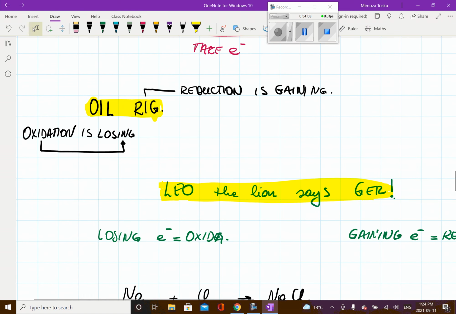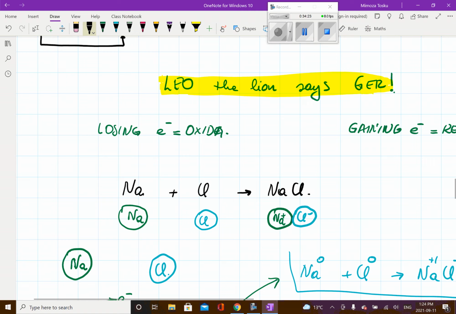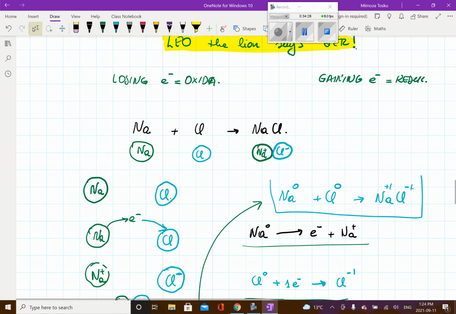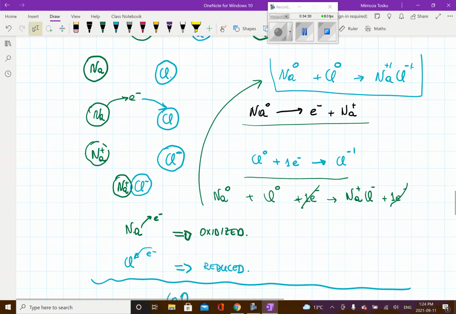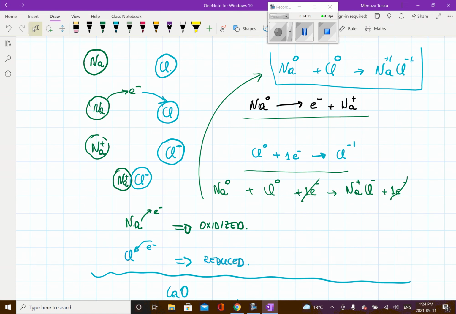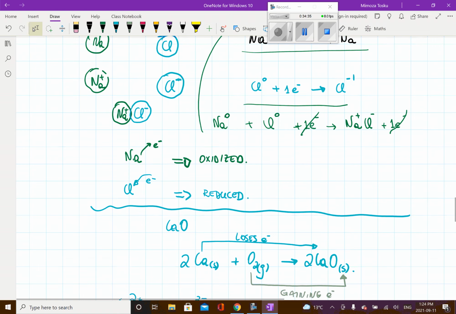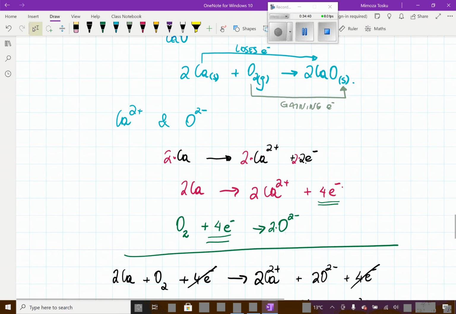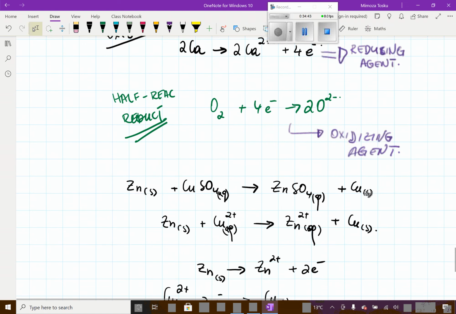Or if you are using acronyms like OIL RIG or LEO the lion says GER, you can use: oxidation is losing and reduction is gaining electrons. Just so that you can see the process of oxidation and reduction, this is sodium and chlorine reacting together to form sodium chloride, or calcium and oxygen reacting together. Which one is a half reaction?